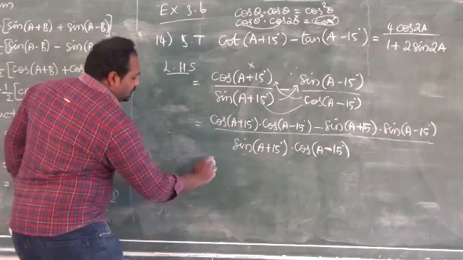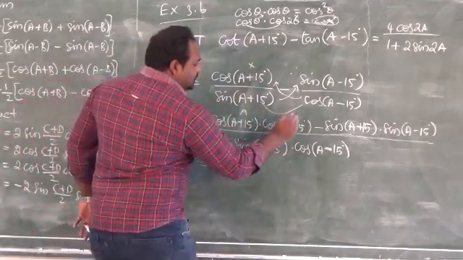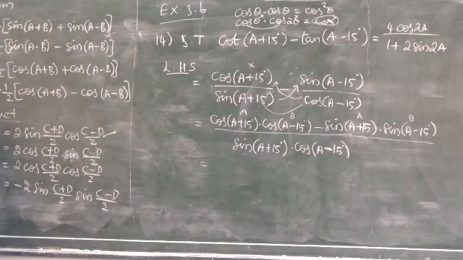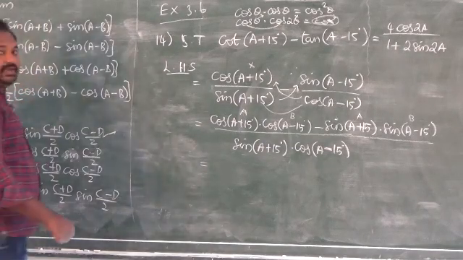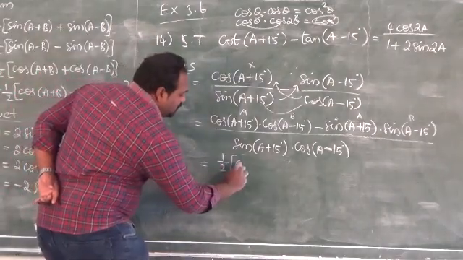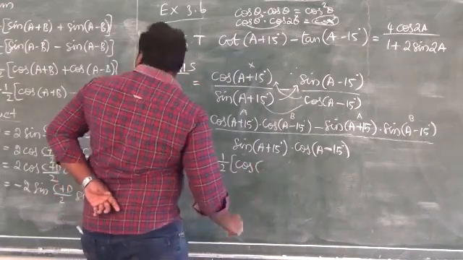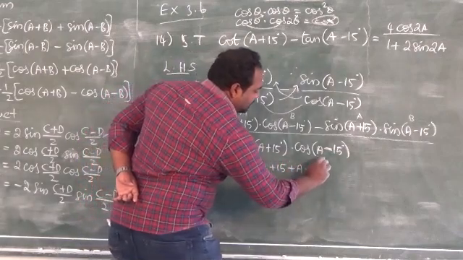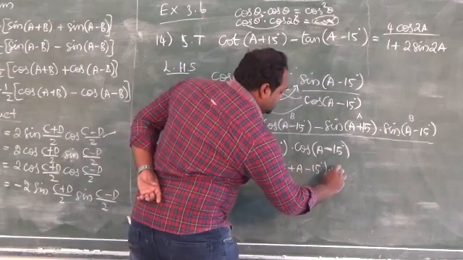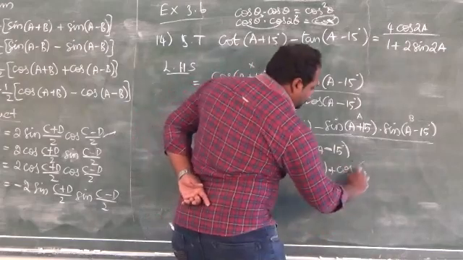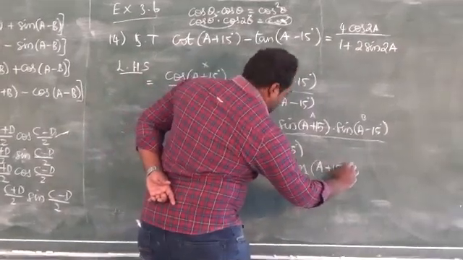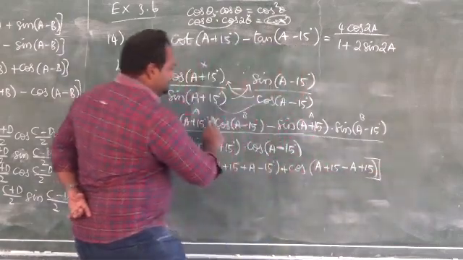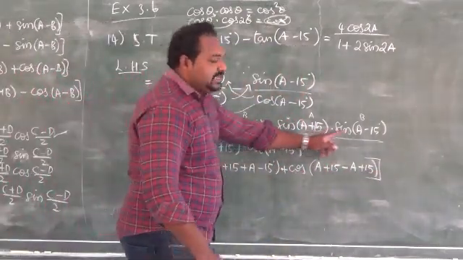After that, I am going to consider this as cos A, cos B, and this as sin A, sin B, using the product to sum formula. For cos A cos B, the first one is 1 by 2 cos of A plus B plus cos of A minus B. So 1 by 2 cos of A plus B, where A plus B is A plus 15 plus A minus 15, plus cos of A minus B, which is A plus 15 minus A plus 15. This is for the first term expansion.